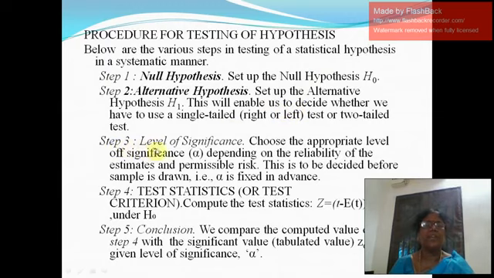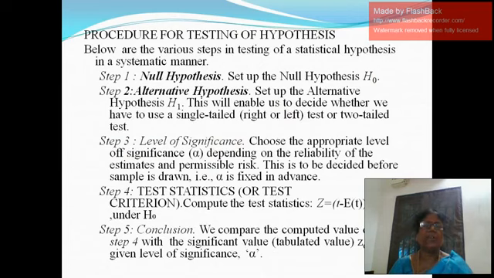Step 3. Level of significance. Choose the appropriate level of significance alpha depending on the reliability of the estimate and the permissible risk. This is to be decided before the sample is drawn. That is, alpha is a fixed value which is fixed in advance.